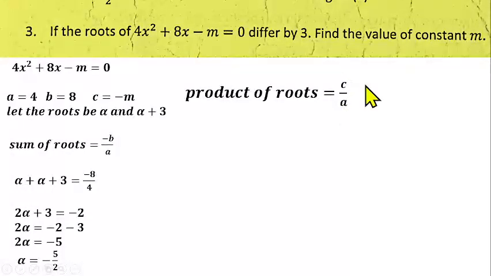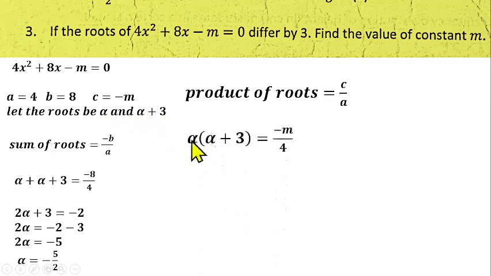That was the formula for finding the product of the roots of a quadratic equation. That will be c over a. So you need to find the product of the two roots. The product will be this multiplied by this. So you'll have alpha into alpha plus 3 equals minus, our c is minus m, and our a is 4. So we have minus m over 4.